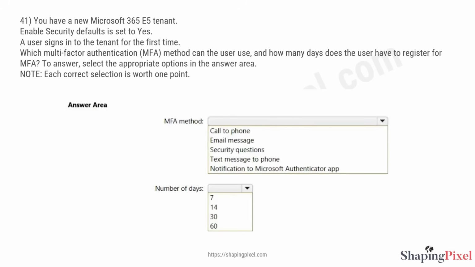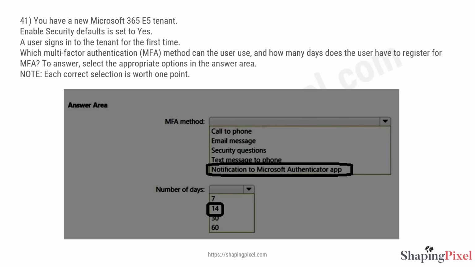So for MFA method, we have the following 5 options, and for number of days we have 4 options. So the right answer here is, for MFA method, notification to Microsoft Authenticator app, and number of days is equal to 14. So let's jump on to the next question.